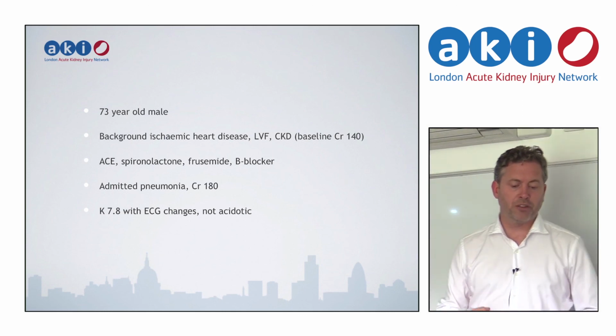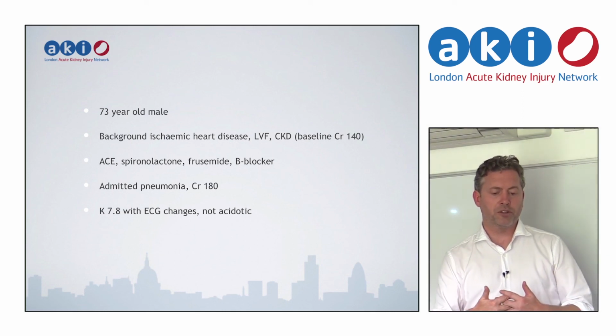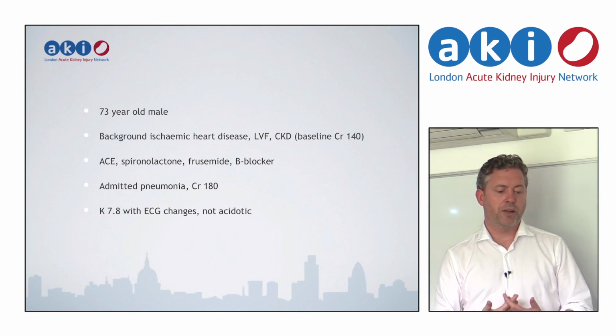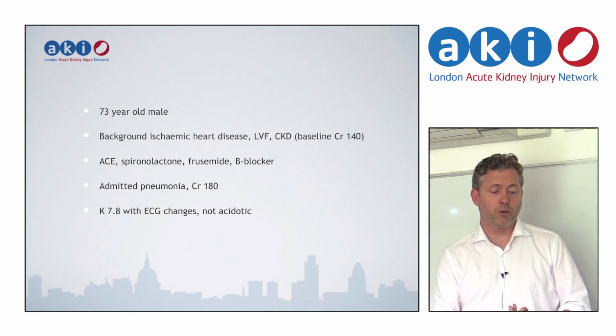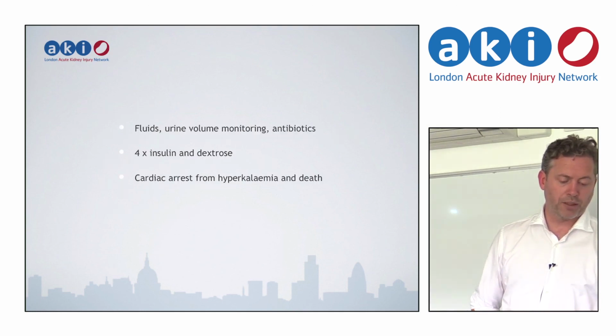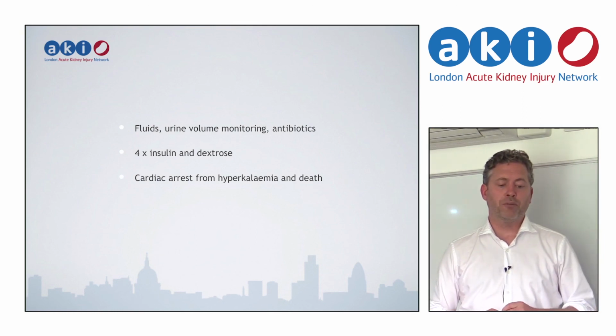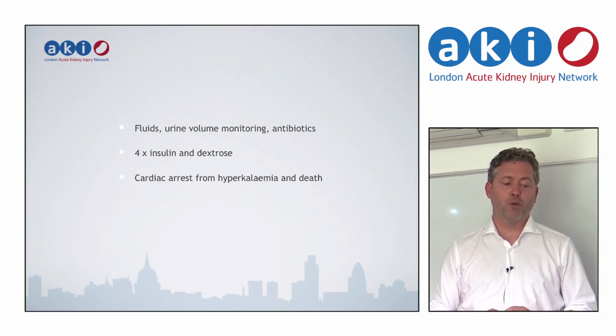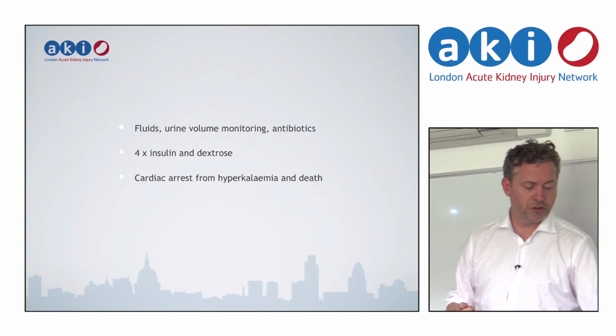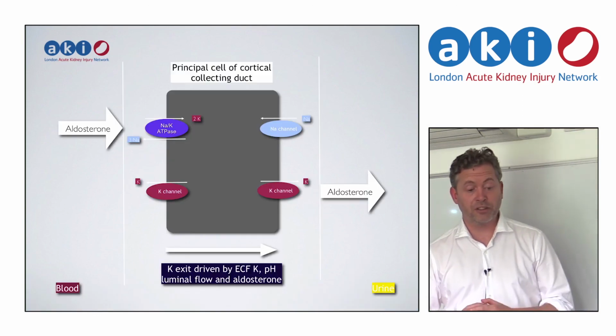So here we've got a patient with CKD who's lost further kidney function, but with an ACE inhibitor and perhaps more importantly spironolactone on board, has become profoundly hyperkalemic. This patient had fluids, urine volume monitoring and antibiotics and 4 rounds of insulin and dextrose, but actually died of hyperkalemia. And I would say this patient should have had emergency dialysis.